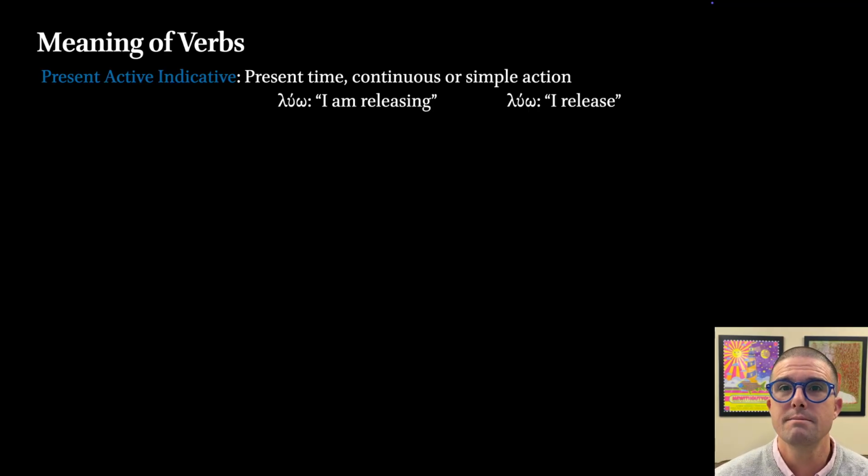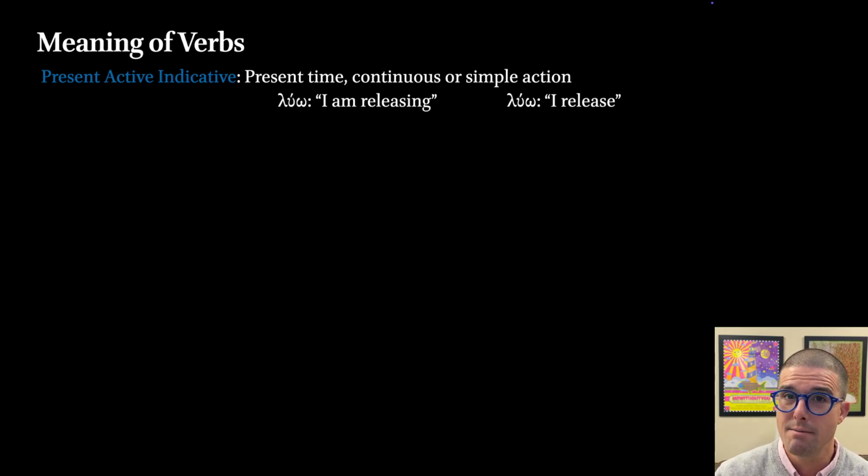So when it comes to the meaning of verbs and when it comes to the present active indicative particularly, what we're talking about is present time. Remember, tense is going to be that first thing there. Present. There are a variety of different tenses. Present, future, aorist, imperfect, perfect are the main ones in Greek. But present largely refers to the time that the action is taking place.